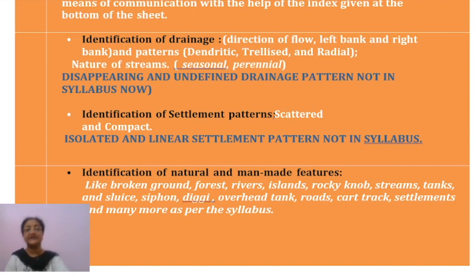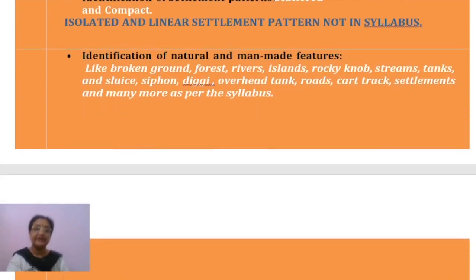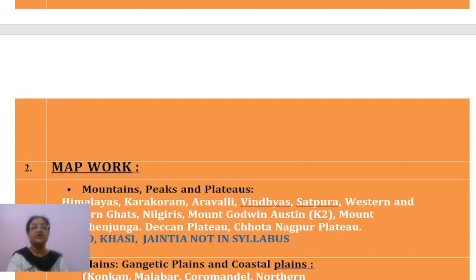Then next is identification of natural and man-made features. This is very important. Under this you will have to identify broken ground, forest, rivers, islands, rocky knobs, streams, tanks, sluice, siphon, dighi, overhead tank, roads, cart track, settlements and many more as per the syllabus. Some are natural, some are man-made features, so it can come in the exam, so please cover it properly. Now comes the map work.